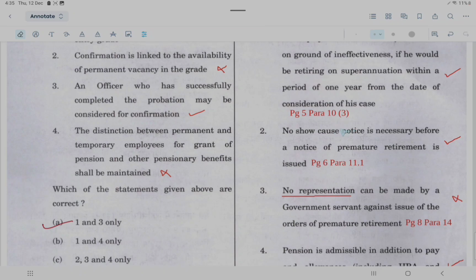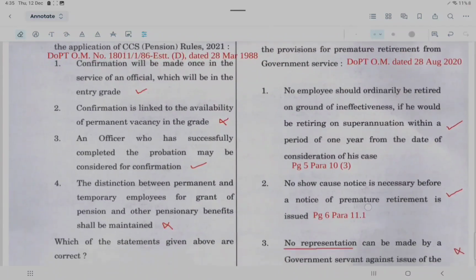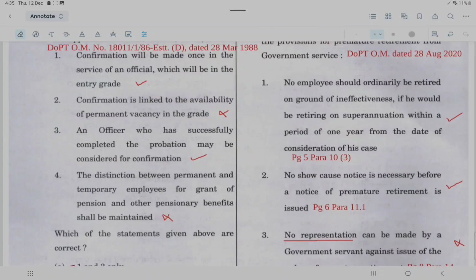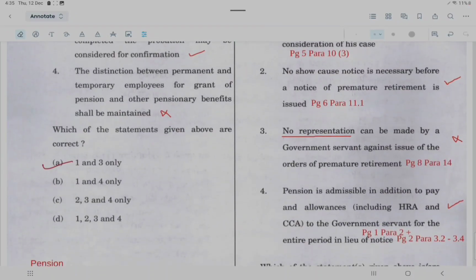पेज 5 पैरा 10 सब पैरा 3 में आपको मिल जाएगा। No show cause notice is necessary before a notice of premature retirement is issued. शो कॉज नोटिस की ज़रूरत नहीं है, प्रीमैच्योर रिटायरमेंट का आप नोटिस दे सकते हैं क्योंकि यहाँ पे जो केस है वो इस OM के अंडर डील होगा। पेज 6 पैरा 11.1 में मिल जाएगा। Then no representation can be made by a government servant against issue of orders of premature retirement.